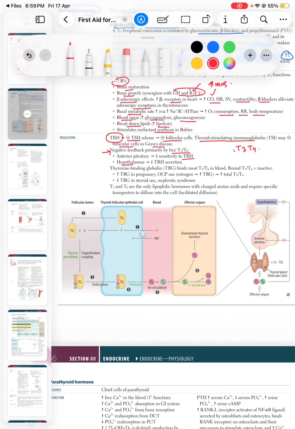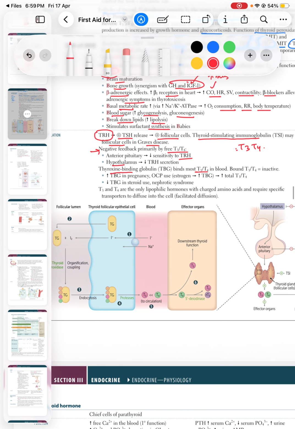Okay, now thyroxine binding globulin binds most T3 and T4 in blood, and the bound T3 and T4 is present in inactive form in the blood. Thyroxine binding globulin is increased in pregnancy and OCP use, because estrogen increases total binding globulins, and it also increases total T3 and T4. The thyroxine binding globulin decreases in steroid use and nephrotic syndrome. So it is mentioned here that the thyroxine binding globulin binds with T3 and T4, and these T3 and T4 lie in the inactive form in the blood.